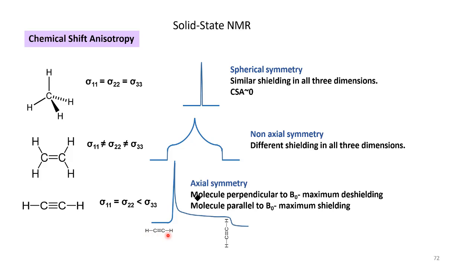So depending upon the arrangement of the molecule, if it is like this or like this, if it is perpendicular to the magnetic field, then maximum de-shielding will be there. And if it is parallel to the magnetic field, the maximum shielding will be there. So less energy here.